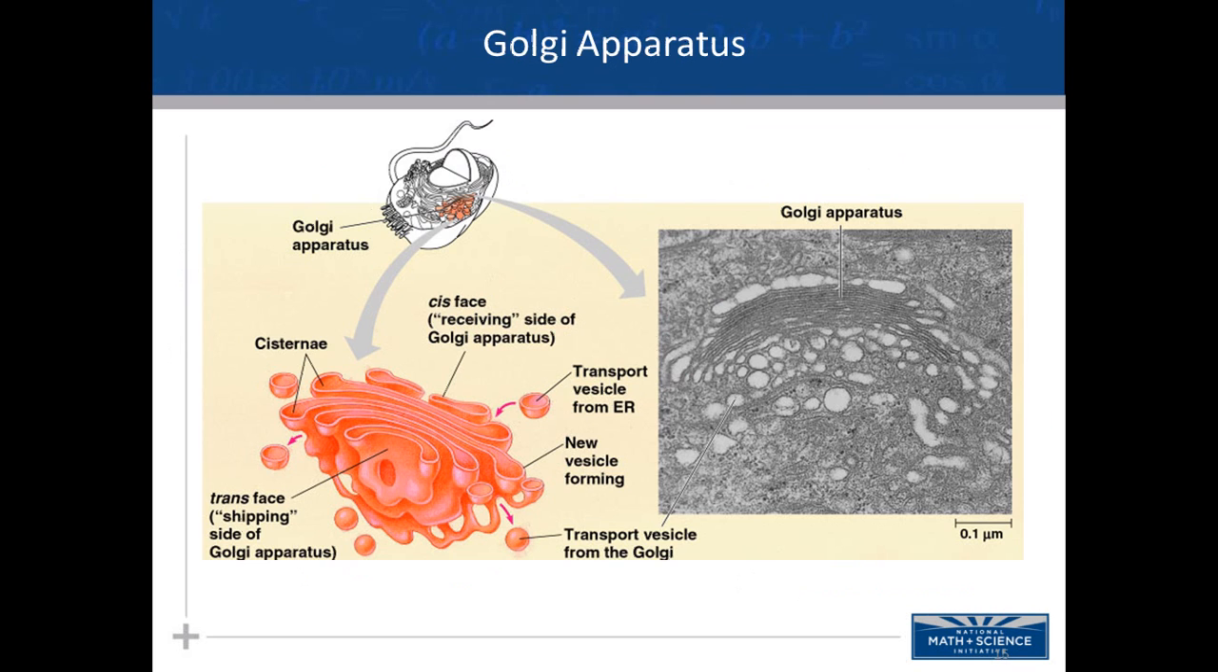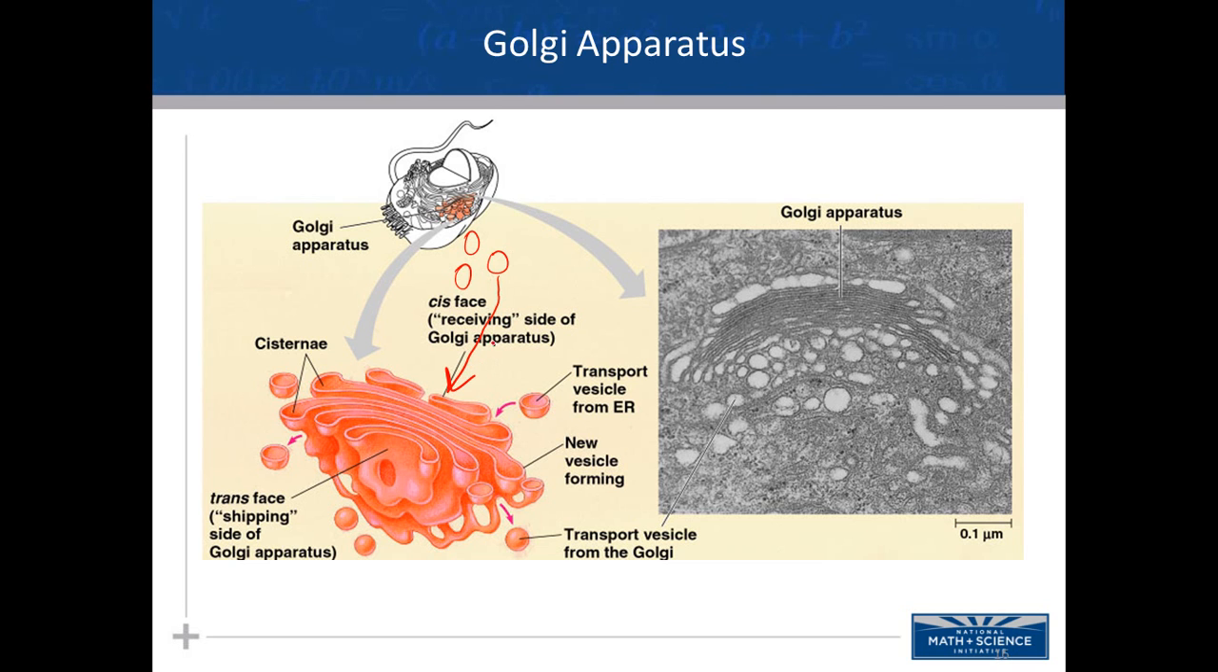Now, the next organelle is the Golgi apparatus. And the Golgi apparatus, to me, looks like a stack of pita bread, if you will, or pockets of pita bread. And there are going to be vesicles that are going to have proteins inside, and they'll come off of the endoplasmic reticulum, and they're going to be transported or attracted to the Golgi apparatus.